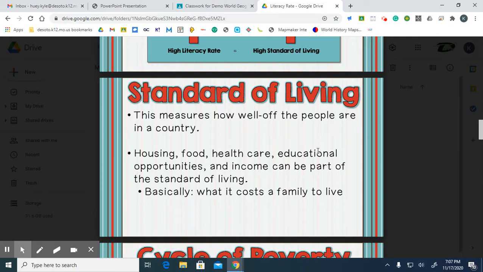Okay. How can they afford their housing? Can they afford food? Can they afford better health care? Afford better educational opportunities? And income can be part of the standard of living. Basically, what it costs a family in order to live.